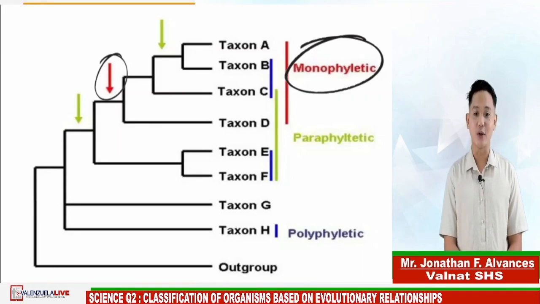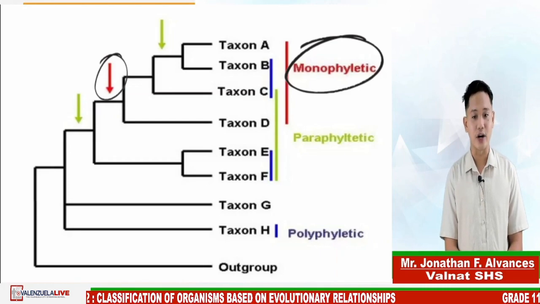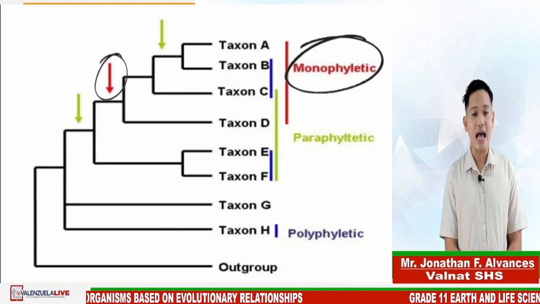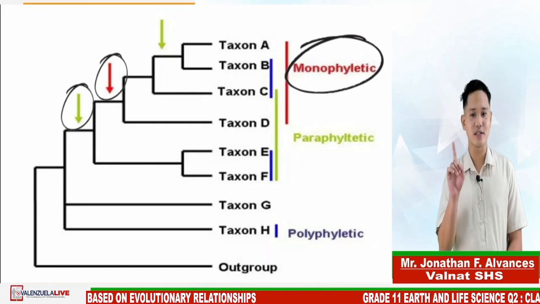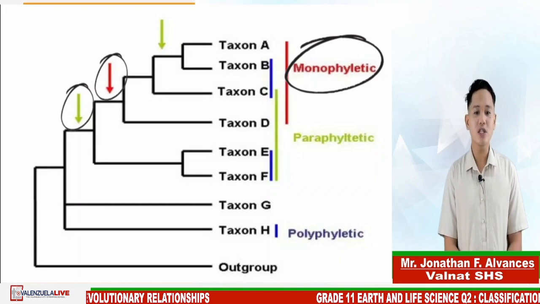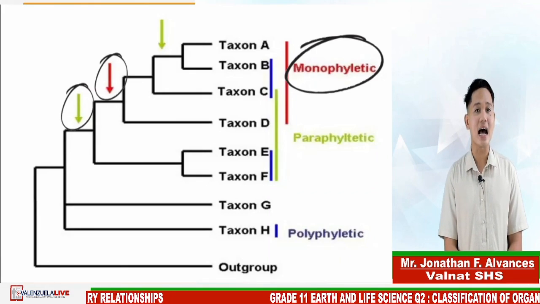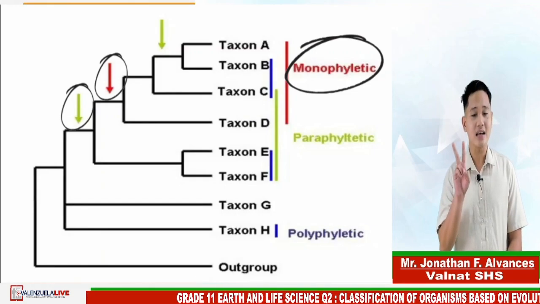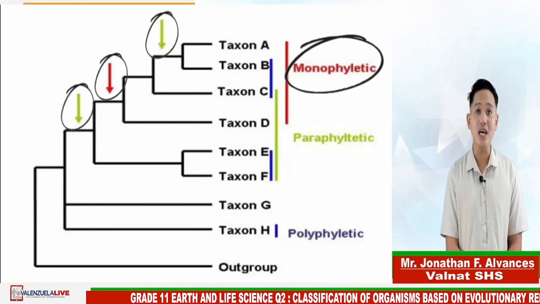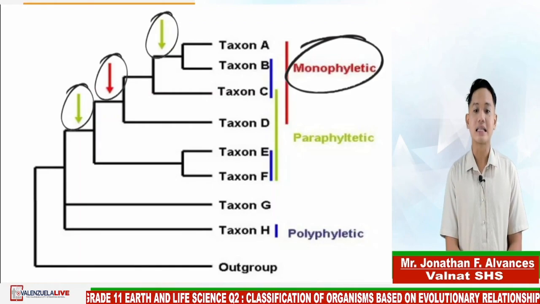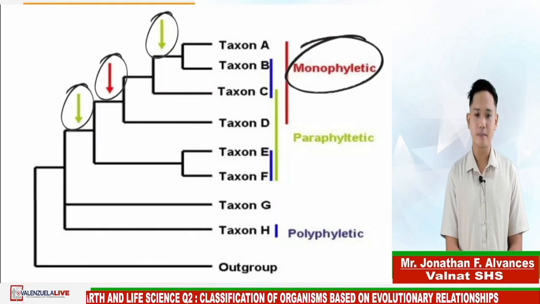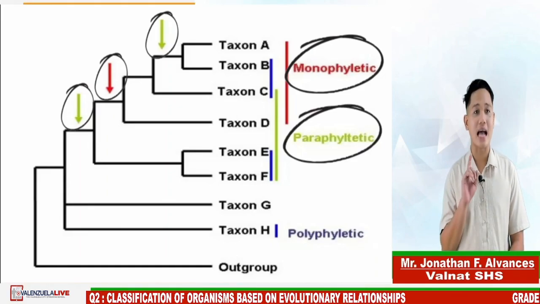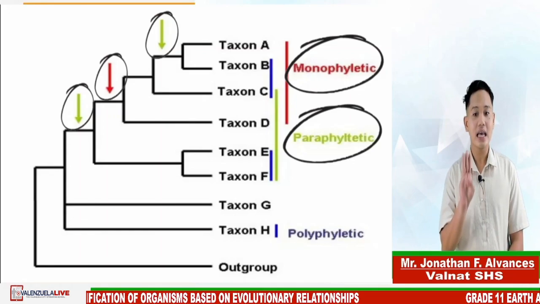A paraphyletic group consists of an ancestor and only some of its descendants. Here, the green arrows indicate, first, the monophyletic group which we are considering, the taxa from A to F. And then, the second monophyletic group that we are not considering, the taxa A and B. Thus, leaving us with the paraphyletic clade of taxa C, D, E, and F.